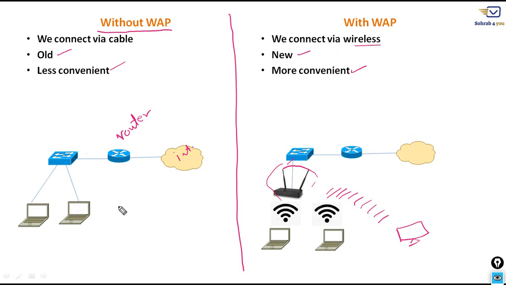But suppose now in here if I put one more computer, I have to bring one cable and connect this to the switch, because in here I do not have this WAP that connects wirelessly. And in here if I put another computer, obviously it's going to connect via wireless to this one, from this one to this one. So this is without WAP and this is with WAP.